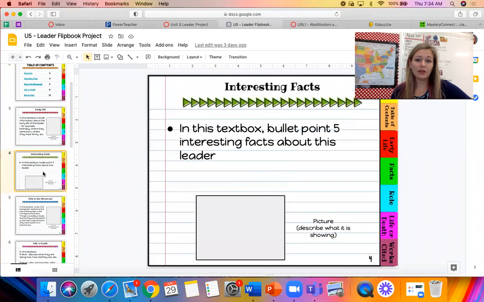Your next one is going to be your interesting facts. You're going to find 5 interesting things about this person and bullet those out here. Again, if you need to make your text smaller, do it. And then you've got another spot to put a picture in. And again, tell me what is happening in the picture, who is in the picture, what are we looking at?